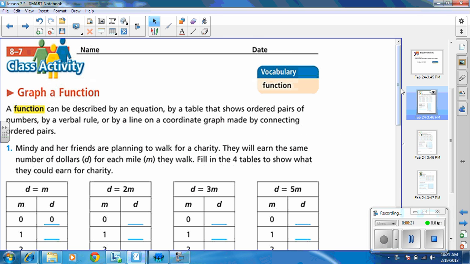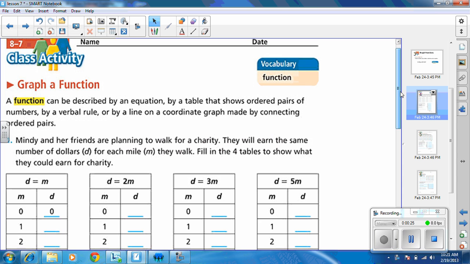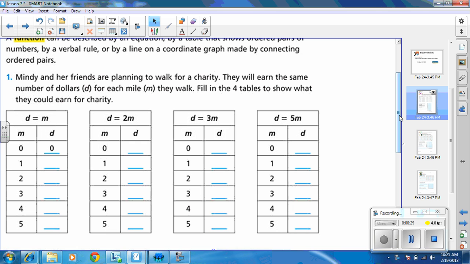Okay, so the first thing you'll notice on here, we have some function tables, and we're just going to fill in these function tables, and then we're going to turn around and graph them. So the concept here is that Mindy and her friends are walking for charity, and they're going to earn the same amount of dollars for each mile they walk, and they want to know how much money they're going to earn for their respective charity.